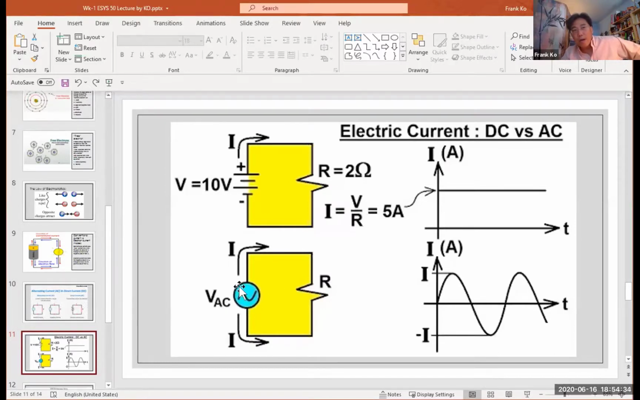The lower diagram shows an AC source, and it shows VAC. V stands for voltage, AC stands for alternating current. You can see that the symbol is a circle with a little wave through it. It's called a sine wave. It shows arrows leaving the top and arrows leaving the bottom. That means part of the time the current is flowing from the top of the source, and part of the time from the bottom of the source.